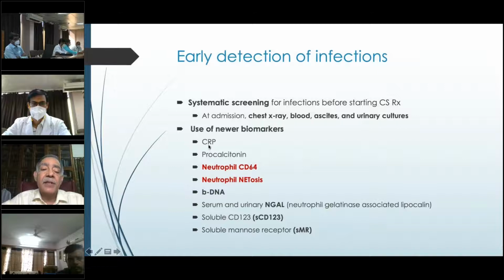Lately, a number of newer biomarkers, some of which we are familiar with, like CRP and procalcitonin, have been used to identify infections. We'll be talking to you about two new markers that Professor Vikas Agarwal will be speaking about, mainly the neutrophil CD64 count and neutrophil NETosis. 16S bacterial DNA, serum and urinary NGAL, soluble CD123, and soluble mannose receptors are other markers for infection that have been explored in studies and look promising for the future.